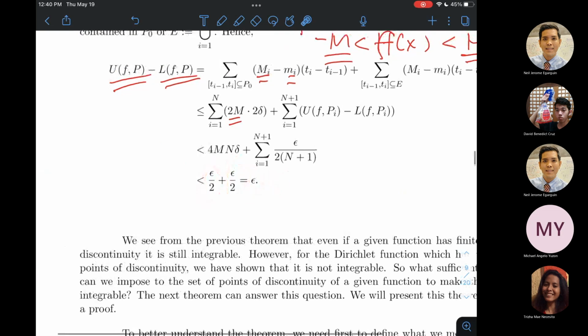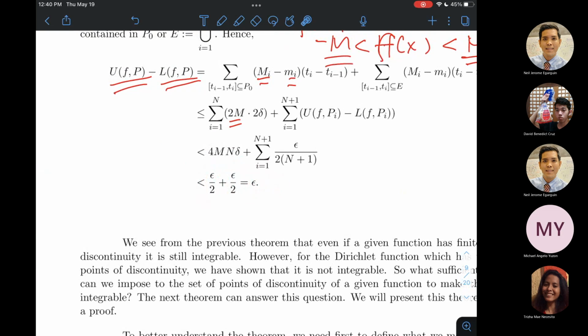So what we have shown here is that we have devised a partition P such that the upper minus lower Riemann sum is less than epsilon. So by the integrability criterion, ibig sabihin ay integrable yung function f. So sinasabi niya, okay, pwede ka maging discontinuous pero pag finite lamang yung number of discontinuities mo, ikaw ay integrable pa rin.